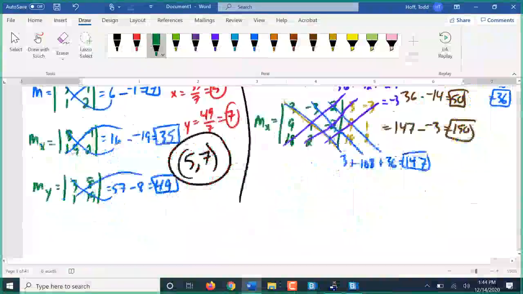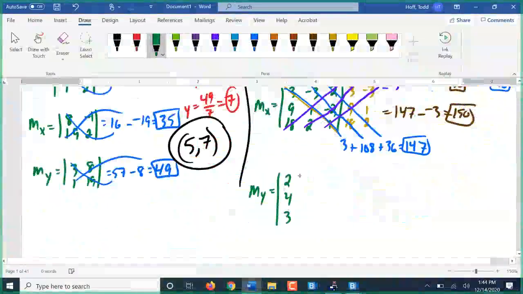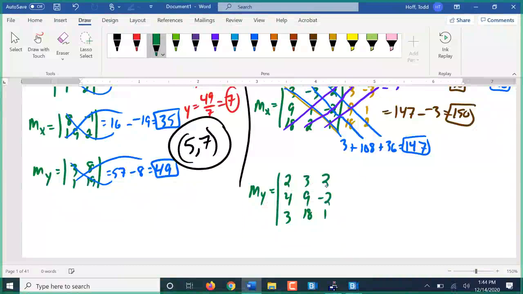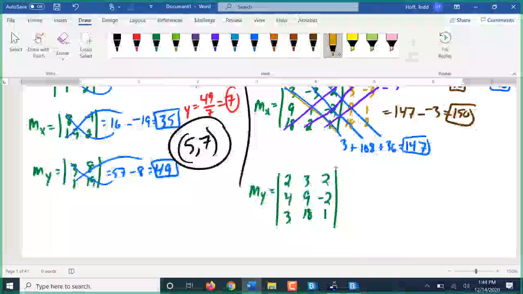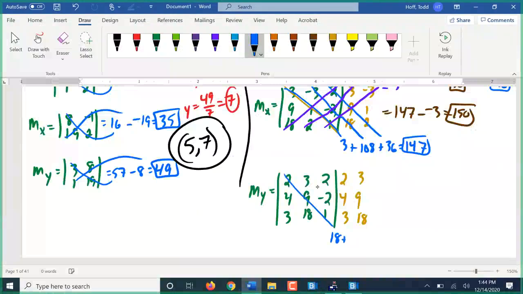The Y matrix. I have 2, 4, 3. My X's are back. My constants go in for Y. And my Z's are still there. Rewrite those first two columns. Going down, 2 times 9 times 1 is 18. 2 times negative 3 is negative 6, times 3 is a negative 18. 2 times 4 is 8, times 18 is 144. For a down total of 144.